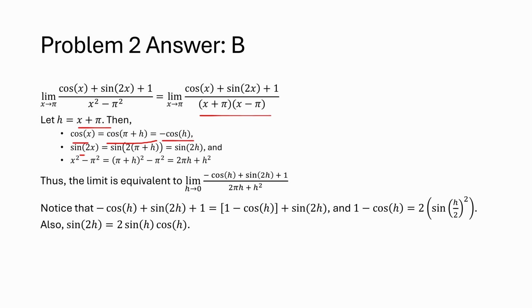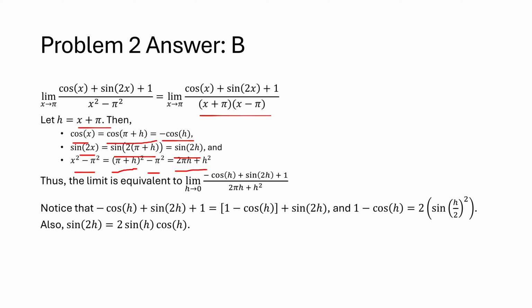And sine 2x equals sine of 2 times pi plus h, which equals sine of 2h. And x squared minus pi squared equals (pi plus h) squared minus pi squared, which equals 2 pi h plus h squared. So the limit is equivalent to the limit as h goes to 0 of minus cosine h plus sine 2h plus 1, everything over 2 pi h plus h squared.